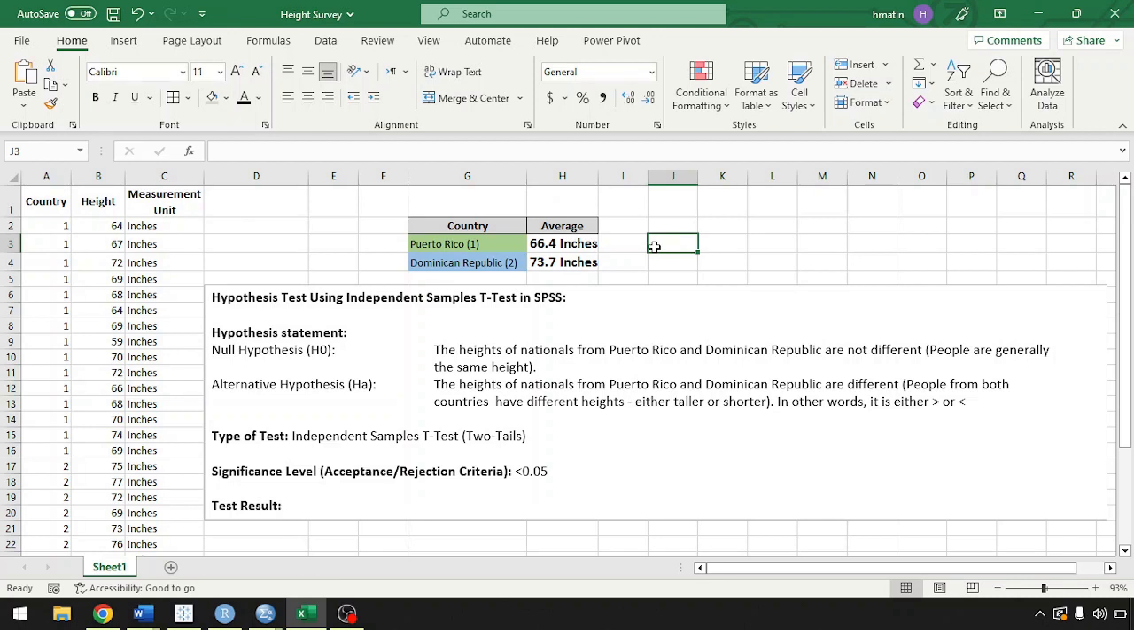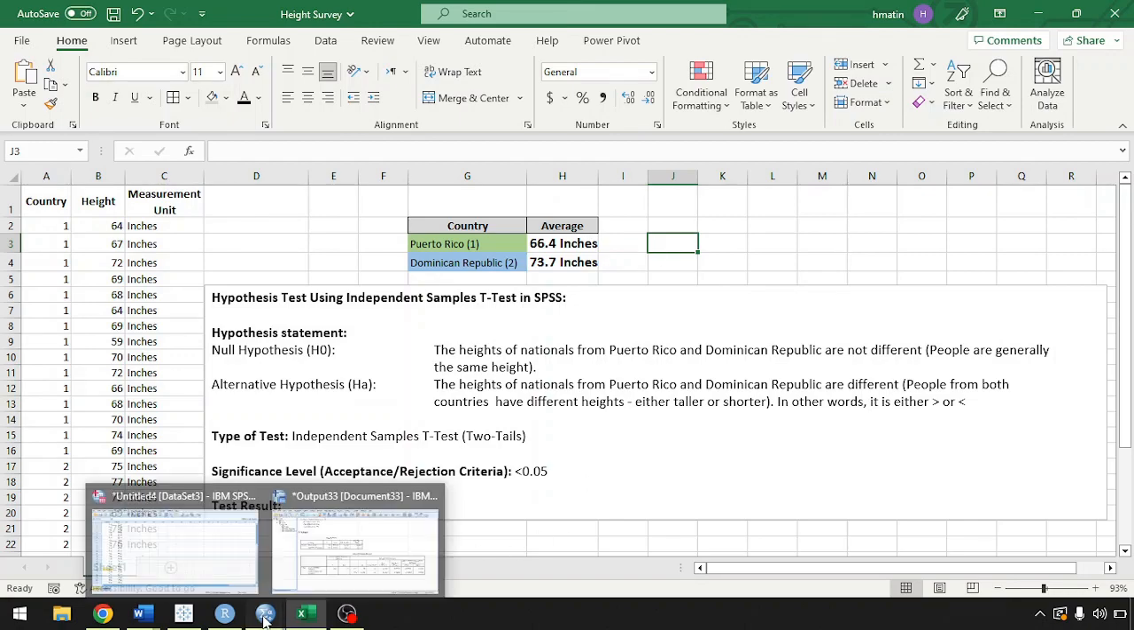So we see that there is a good amount of difference between the heights of both countries. But we would like to test this difference to see if it is statistically significant. In other words, can we generalize this difference to the overall population in both countries? Is this by chance? Is this an accident? Is this just a product of chance, or is this actually generalizable information that we can use with confidence, that yes, there is a difference in the heights of both nationals?